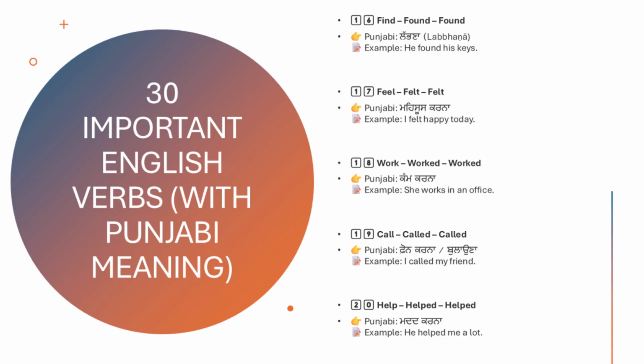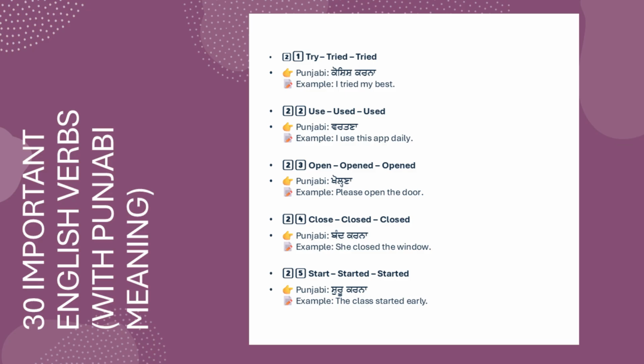And our 21st verb is try, which means koshish karna. Try, tried, tried. Try is our base form and tried we use for past form and past participle form. For example, I tried my best.